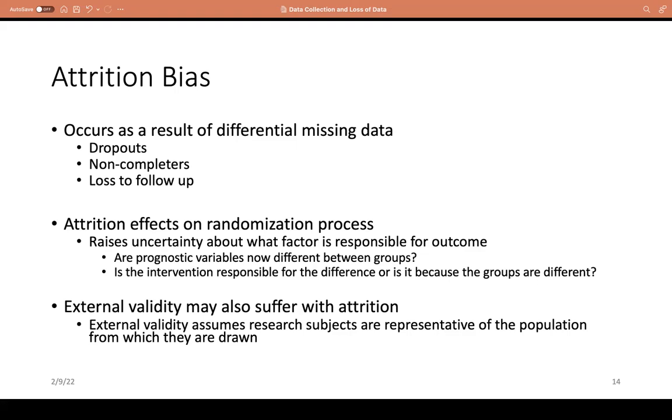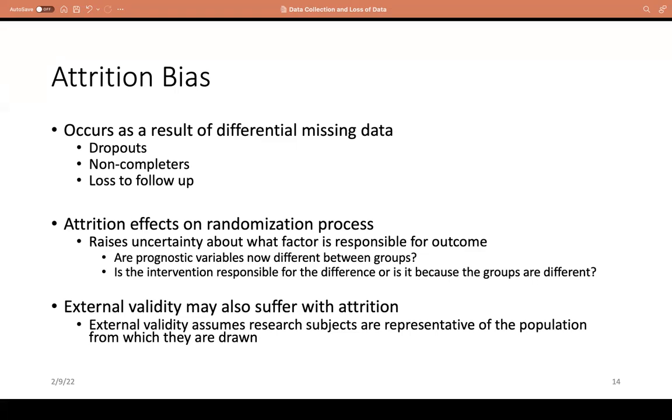So, attrition is, as you can imagine, potentially really destructive to studies, because it can certainly affect the randomization process and make it hard to decipher what's actually responsible for the outcome. Are people dropping out because the prognostic factors you were previously hypothesizing are really the cause of this outcome, or is it because your groups are now different due to some differential loss to follow-up?